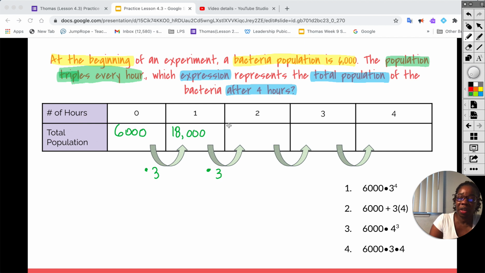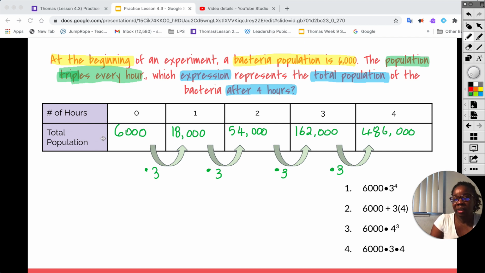After 2 hours, that is tripled again, so we're multiplying by 3. That 18,000 becomes 54,000. And by the third hour, it triples again, so multiplying by 3 once more, that becomes 162,000. And by the fourth hour, it triples again, multiplying by 3 again, so that becomes 486,000. No, that's a total. They want the expression.